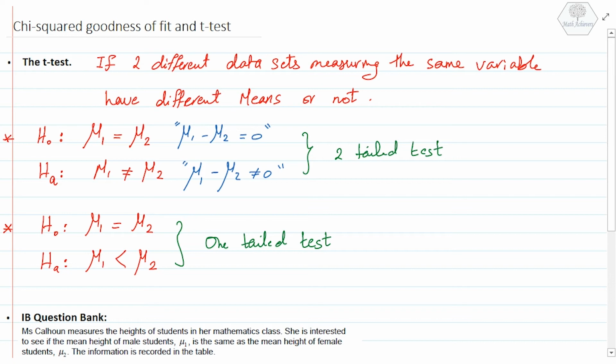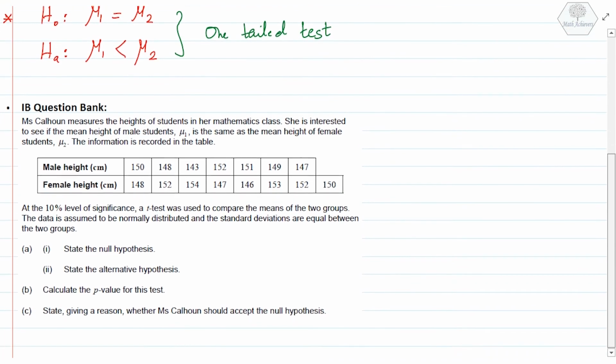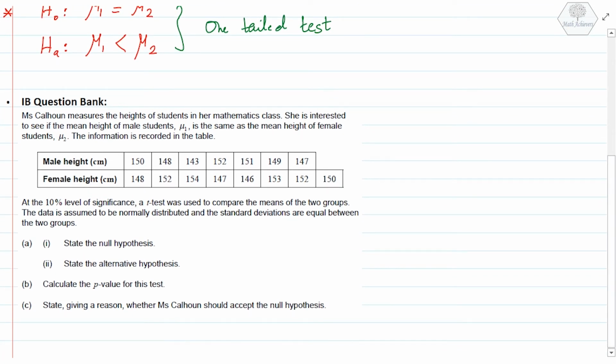Let's see now an example from the IB question bank. Mrs. Kaloun measures the heights of students in her mathematics class. She is interested to see if the mean height of male students, mu1, is the same as the mean height of female students. Since I'm testing means of two data sets measuring the same variable, then I'll be performing a t-test. The information is recorded in the table.